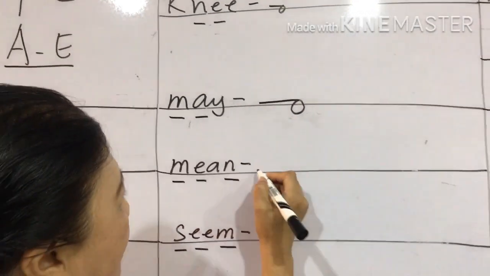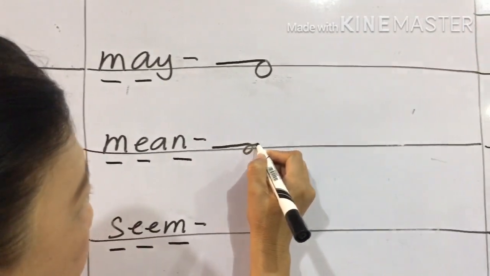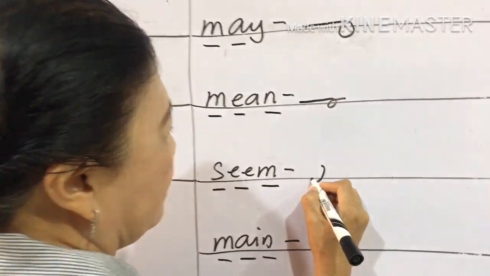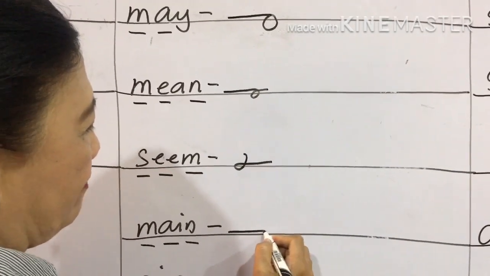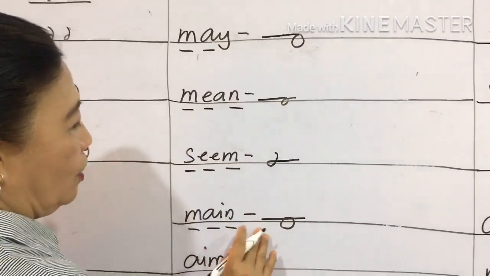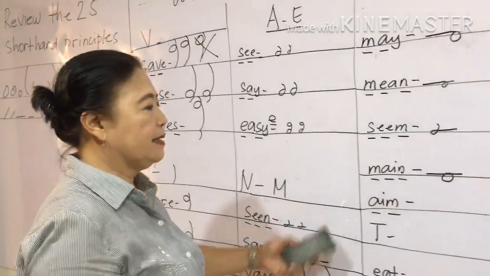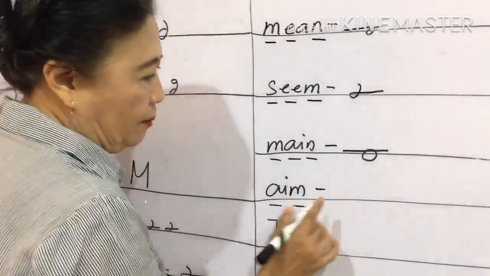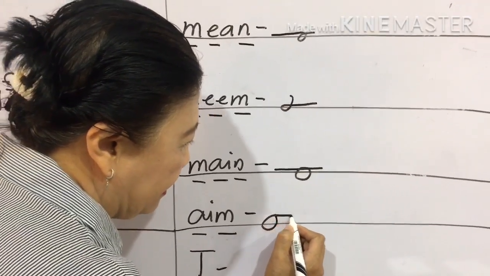Then, mean, we have M, then clockwise E, and N. For the seam, we have right S, E, and M. For main, we have M, then clockwise A, and N. So, the main or man. Remember, there are also a lot of words that have the same pronunciation but different meanings. A, we have the clockwise A and M.